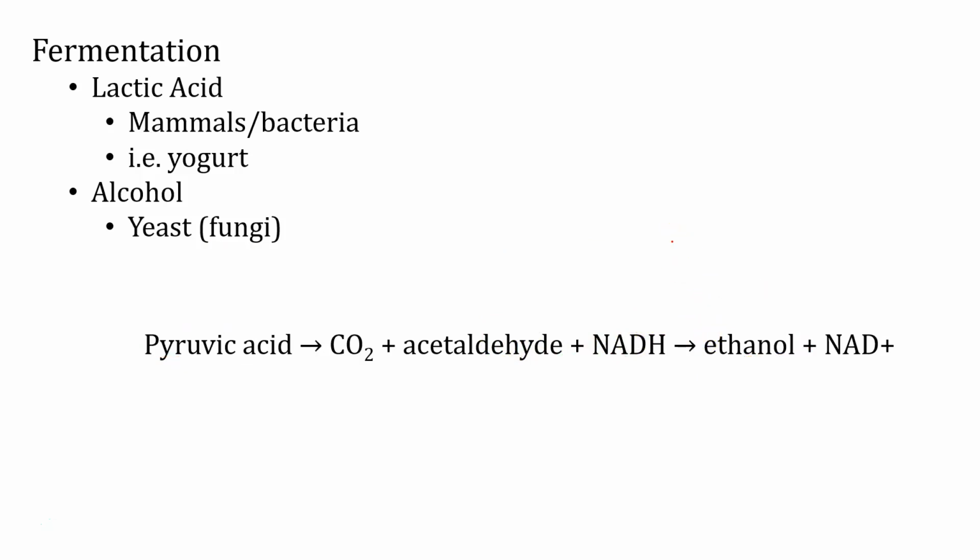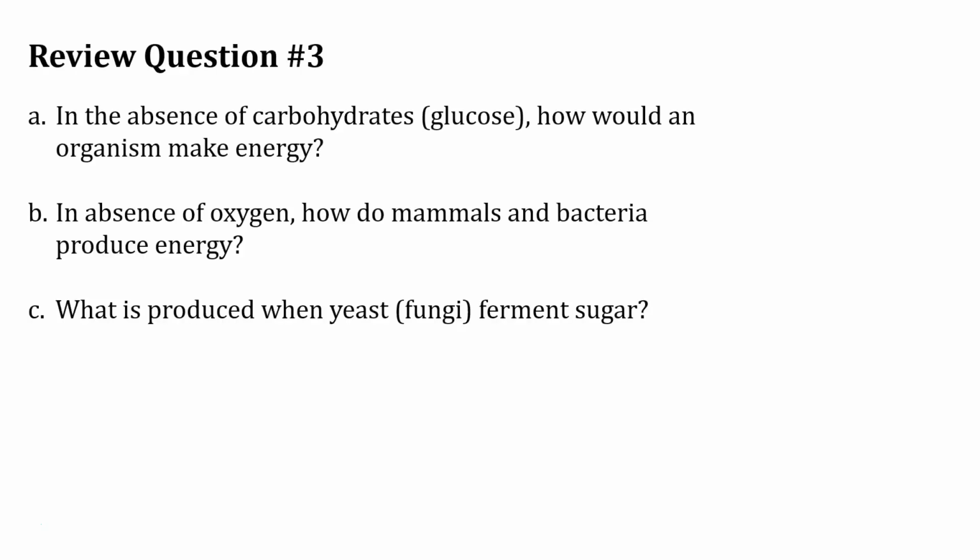All right, so a little bit there. I've got one last review question here in this chapter, and then we'll be done with chapter 7. So A, in the absence of carbohydrates, how would an organism make energy? B, in the absence of oxygen, how do mammals and bacteria produce energy? And C, what is produced when yeast ferment sugar? Go ahead and pause the video and see if you can work on some of these.